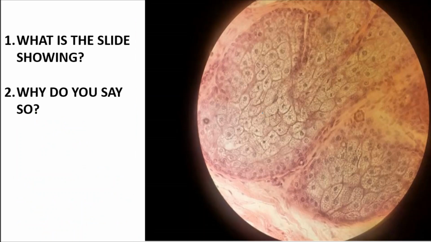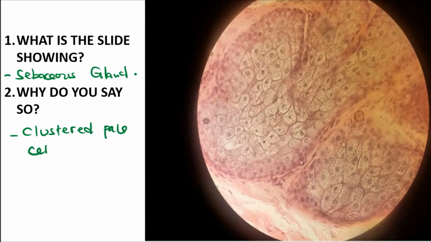Let's move. What is this slide showing? This is a sebaceous gland. Why do we say so? We've got clustered cells, clustered pale cells, and then prominent nucleoli.